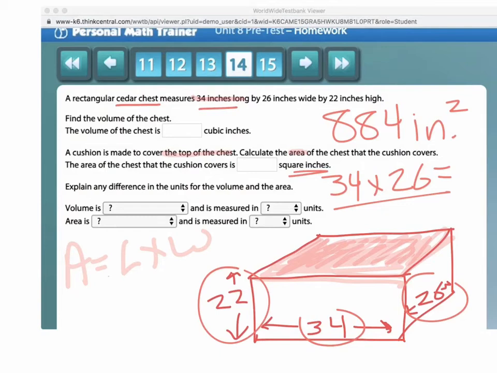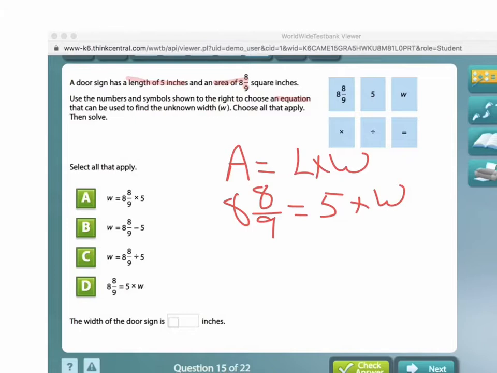And for the final part, they're asking us, volume is what? Volume is cubic units. Volume is 3-dimensional, and it is measured in cubic units. Area is 2 dimensions and measured in square units. So this would be cubic units and this would be square units.